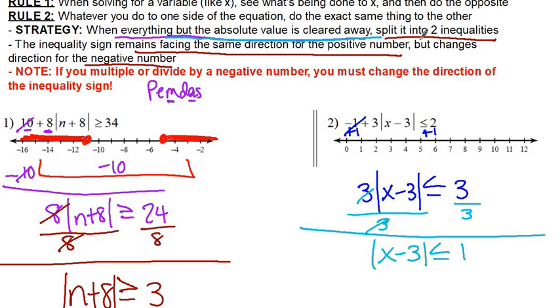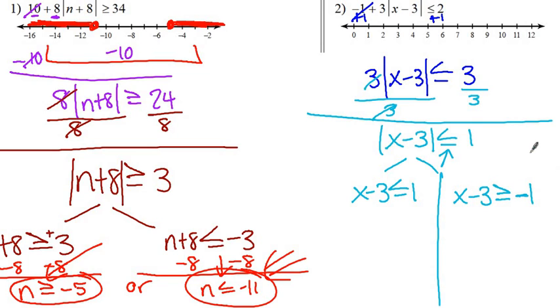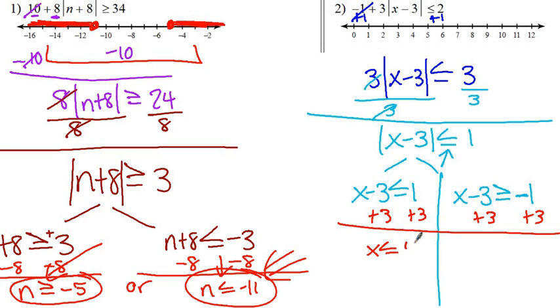Okay, now everything except the absolute value is cleared away. We're going to split it into 2. The sign is going to remain facing the same direction for, in this case, positive 1. So x minus 3 is less than or equal to 1, still facing the same way. And it's going to change direction, so now it's greater than or equal to the negative version of that number, negative 1. Now we can solve this by adding 3 to both sides of each one. So we'll get x is less than or equal to 1 plus 3, which is 4. And then over here, x is greater than or equal to negative 1 plus 3, which is 2.